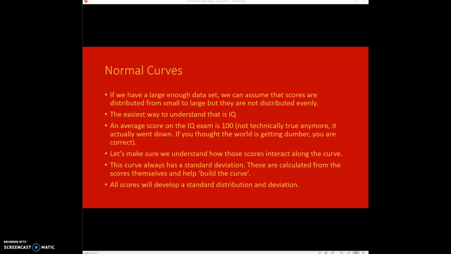And the easiest way to understand this is IQ. So we all know, or should know, that the average score on the IQ exam is 100. And incidentally, that's not technically true anymore. It actually went down. The average IQ score is now like 99.6 or something like that. So if you thought the world was getting dumber, you're correct. Just as a sidebar, here's why.